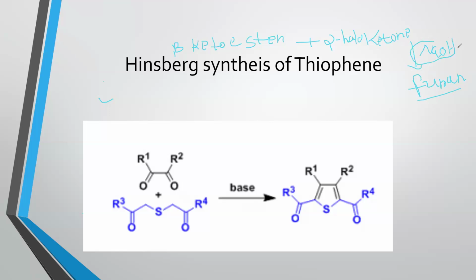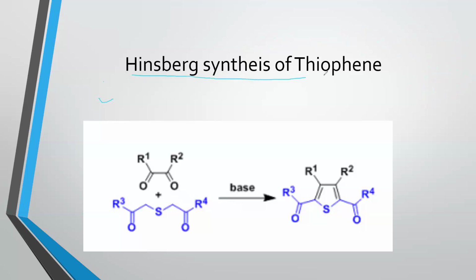Do not get confused between Hantzsch and this one, because in Hantzsch synthesis we are using ammonia. Here we are using NaOH. So there are only two naming reactions for the synthesis of furan, which are Paal-Knorr and Feist-Benary. And for pyrrole, three naming reactions, which are Paal-Knorr, Knorr, and Hantzsch. Now we talk about thiophene. In case of thiophene, there is the Hinsberg synthesis of thiophene.